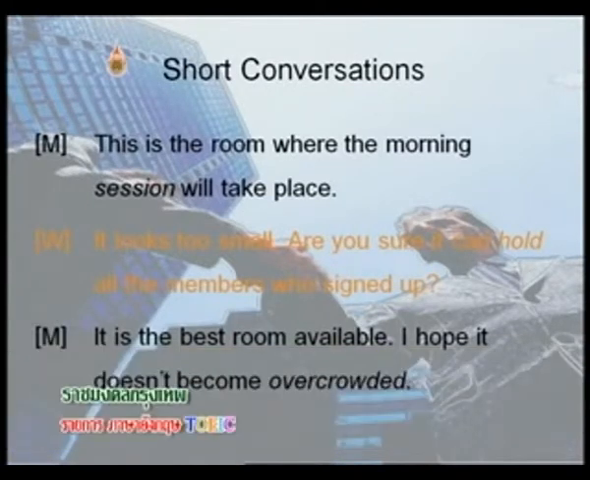But remember that in your test, while you are sitting in the test, you will not have a chance to look at the transcript, but this is to help you learn vocabulary.